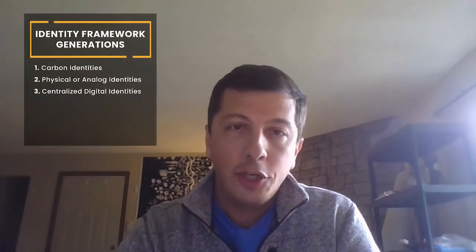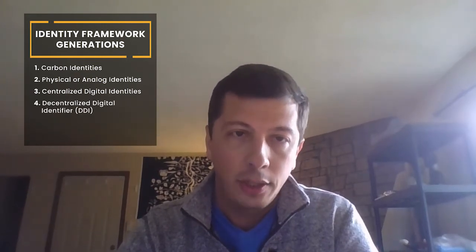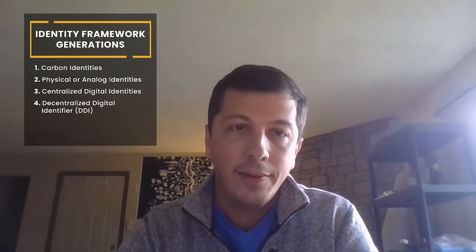In 2014, for example, 1 billion people had their personal information exposed after the Yahoo data breach. In 2017, the records of 147 million Americans were exposed during a similar data breach at Equifax. But with the invention of blockchain technology, we saw a major push to give people control of their identity, which led to the creation of a fourth-generation identity framework called a Decentralized Digital Identifier, or DDI.